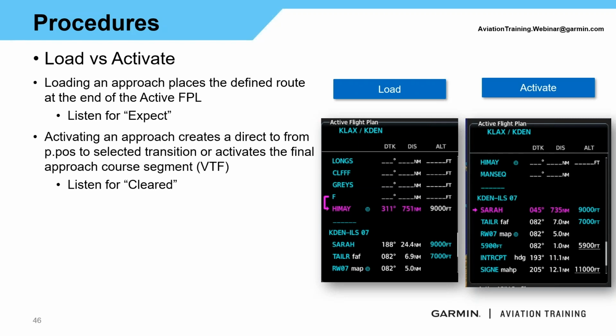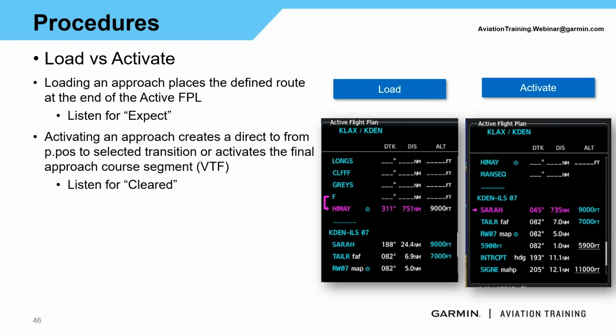So load on the left side did not change our nav. Activate does one thing and one thing only: it creates a direct to, from present position, to the transition that we selected. If we selected vectors as the transition, then it's still going direct to the final approach fix. It's just not going from present position. It's going direct to the final along the final approach course. So activate creates a direct to.